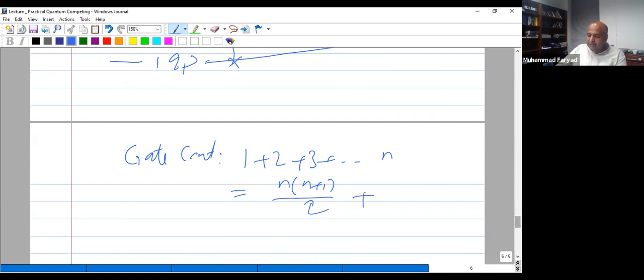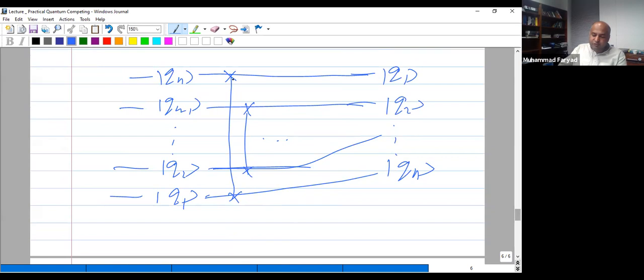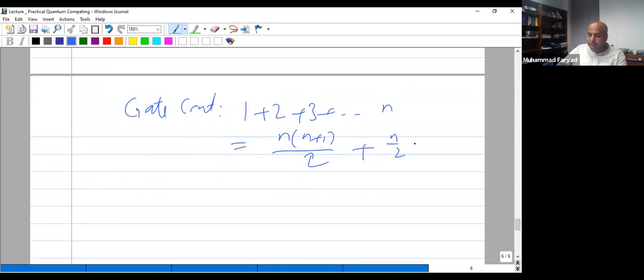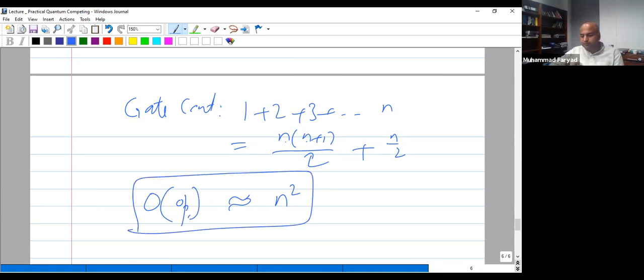Plus, we have to add the number of swap gates. So there's this one swap gate, the second, and so on. So there are n over 2 swap gates, assuming that n is even, but even with the odd number, the order is still the same. So it means our gate count is roughly of the order of n square, because when I multiply this n into n, this is n square, and then there are terms of the order of n. So the order of operations in this quantum Fourier transform is n square.